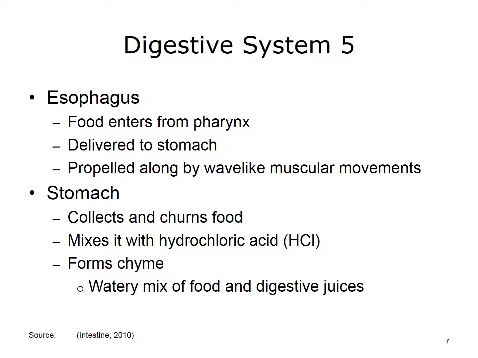The esophagus is essentially the conduit for food from the pharynx to the stomach. The esophagus moves the food along through wave-like muscular movements. The stomach is where the food is collected and churned. The food is mixed with hydrochloric acid in the stomach. This in turn forms chyme, which is a watery mixture of food and digestive juices.